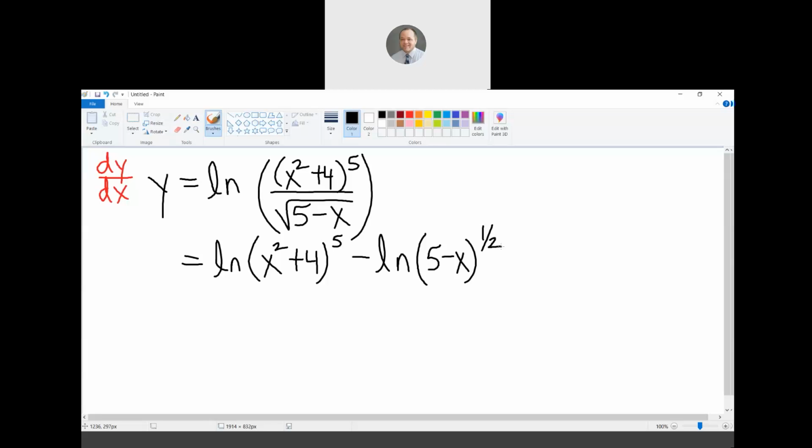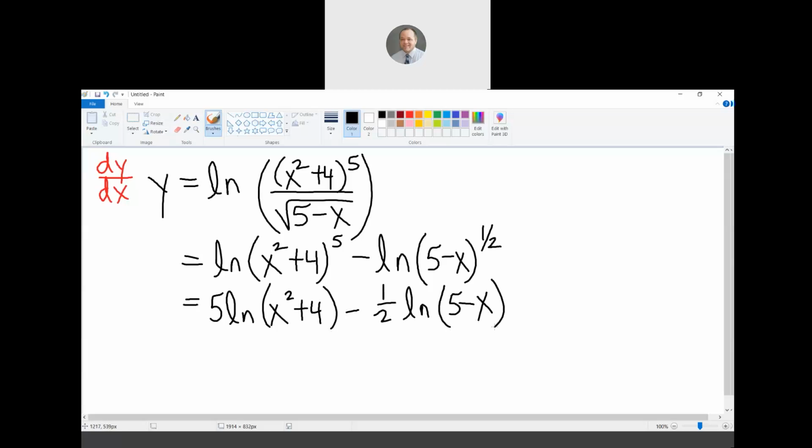There's one other law we can use before we take the derivative, and that is the exponent law. The exponent law for natural logs: you take each original exponent and move it to the front. So that would be 5 natural log of x squared plus 4 minus 1/2 natural log of 5 minus x. Now we're ready to take the first derivative.